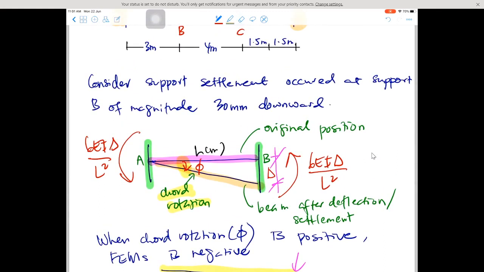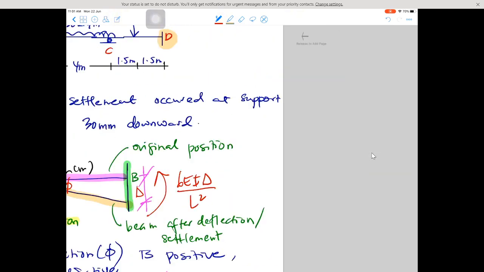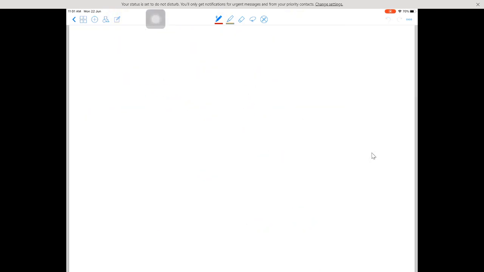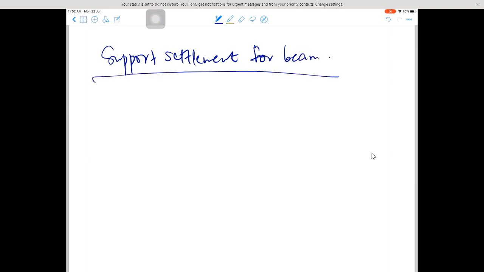So now, using this formula for support settlement, the FEM can be determined straight away because the delta value is a known value, so we can calculate it. So for support settlement of a beam, we will analyze this. We can analyze this using two ways.